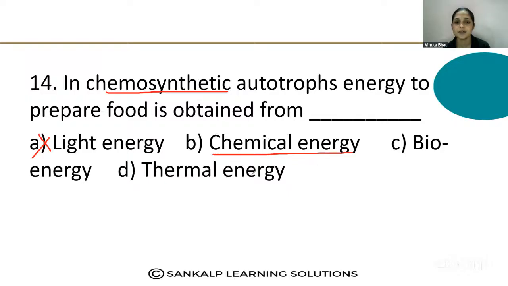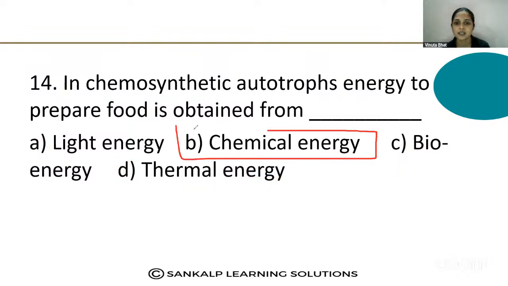Chemical energy, bioenergy, thermal energy. They do not use the thermal energy and the bioenergy. Chemical energy. So chemosynthetic means they oxidize the inorganic compounds like sulfates and phosphates, and they get the energy from that process. So they are called the chemosynthetic autotrophs. Okay. So here the correct option is chemical energy by oxidizing the inorganic materials.